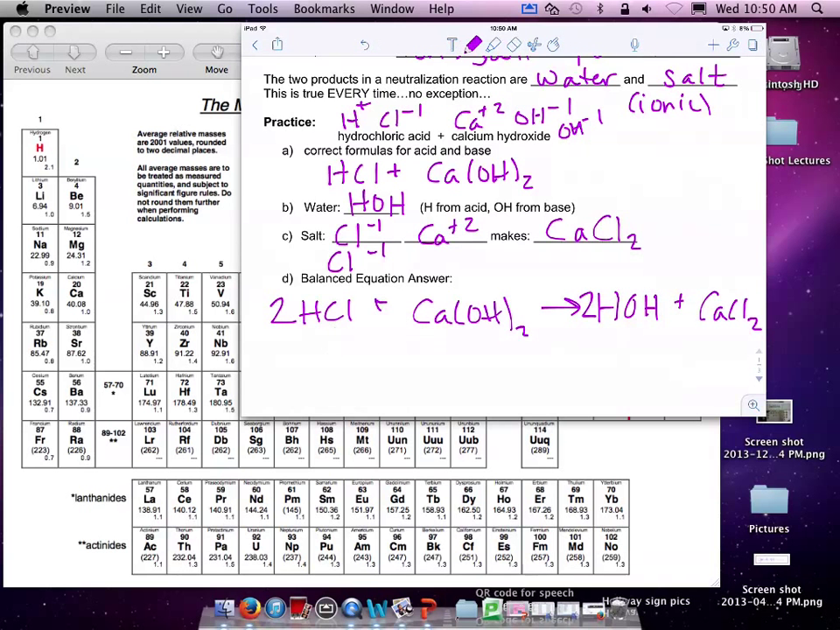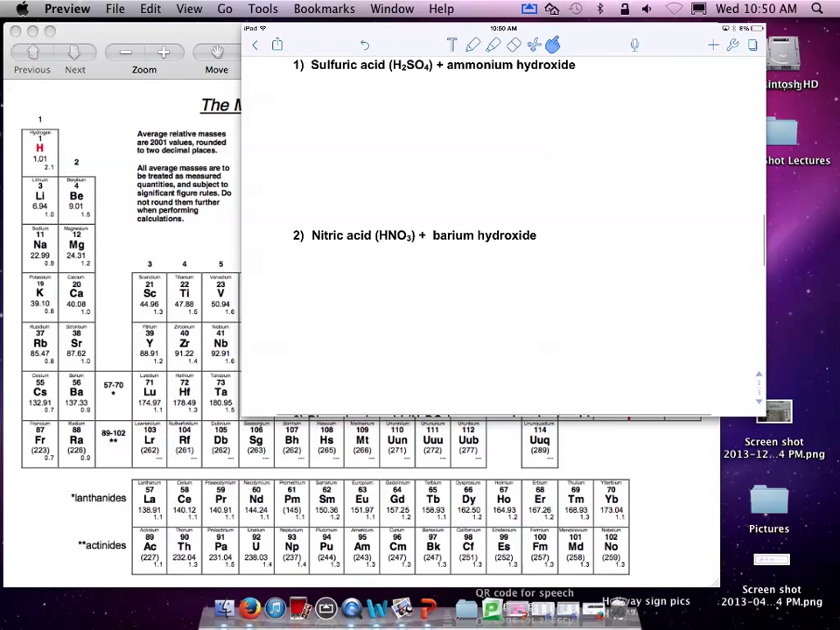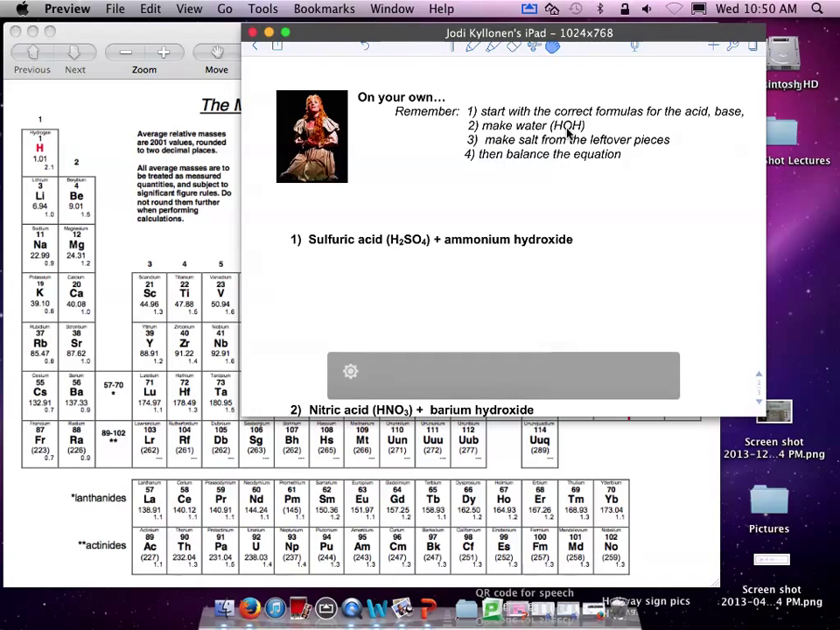I want you now to practice some of these on your own. There are 3 more examples down here. You can see them here. In this case, I give you the acid. You figure out the base formulas. That's where we start. Pull off HOH. The H comes from the acid. The OH comes from the base. That makes water. Whatever is left over after H and OH are gone makes your salt. Balance them out and then balance the whole equation.